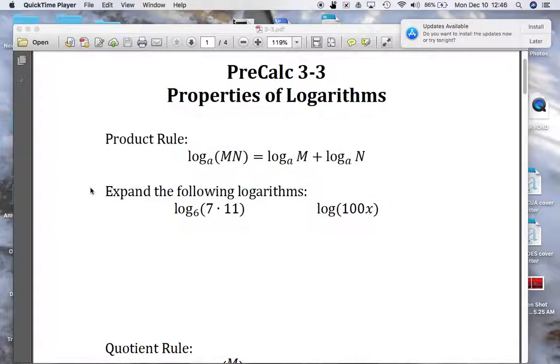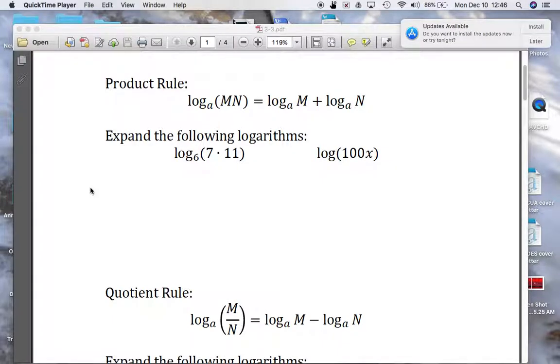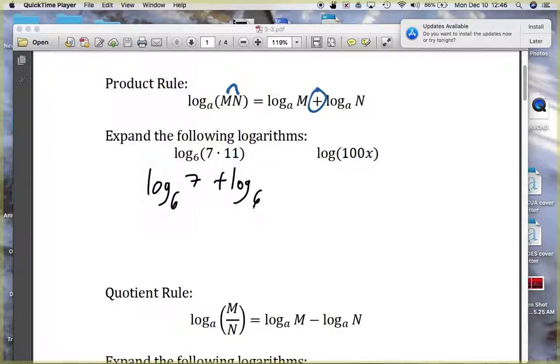Okay, so we're going to talk about the properties of logarithms. There are three main properties. There's the product rule, which says if I have two numbers multiplied, I can actually split them so they're added. So for example, log base 6 of 7 times 11, which is obviously 77, could be split like this.